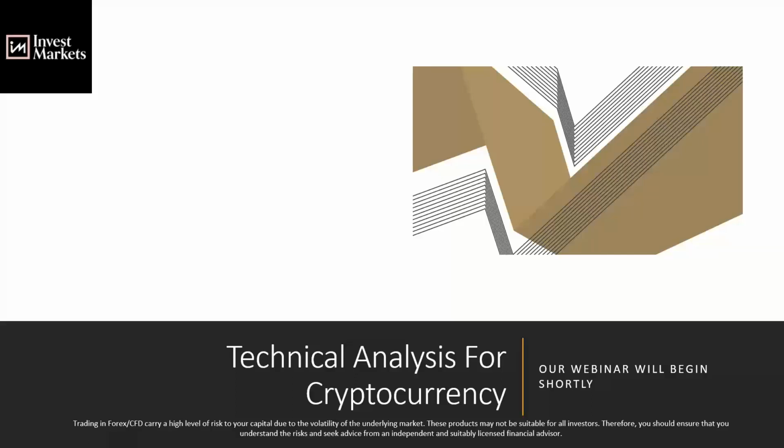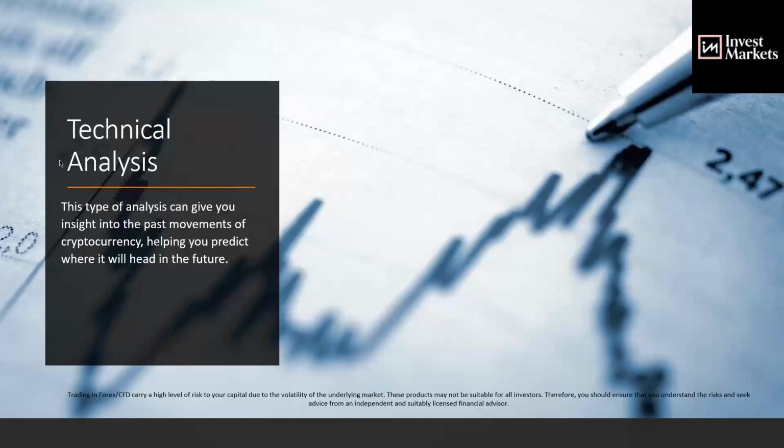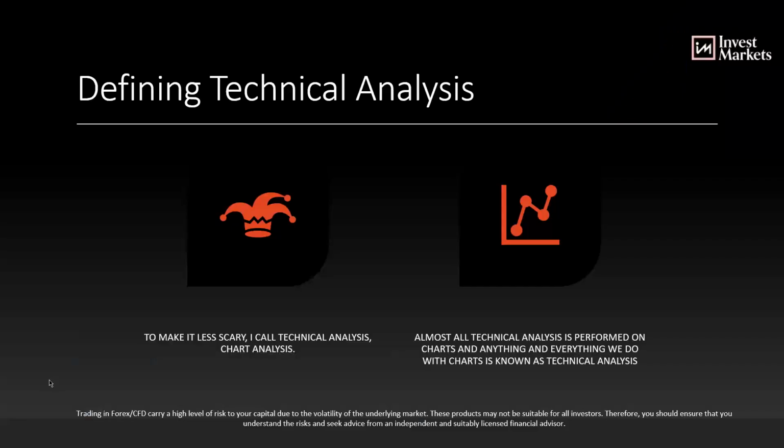Technical analysis is the way we review and look at price charts. Everything and anything we do on a price chart is called technical analysis, whether we're looking at a chart or putting a trend line or support and resistance line on a chart. So it's easy to refer to this as chart analysis. This type of analysis can give you insight into past movement of cryptocurrencies, helping you to predict what you will see in the future.